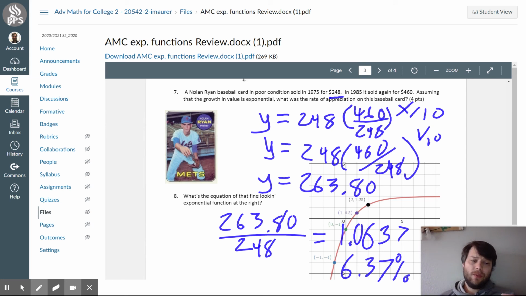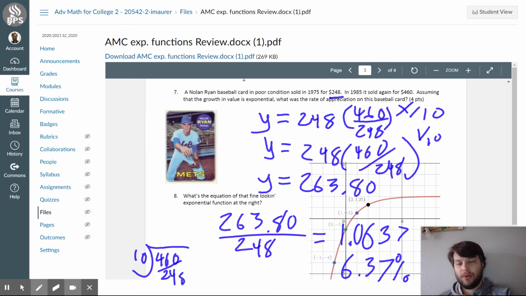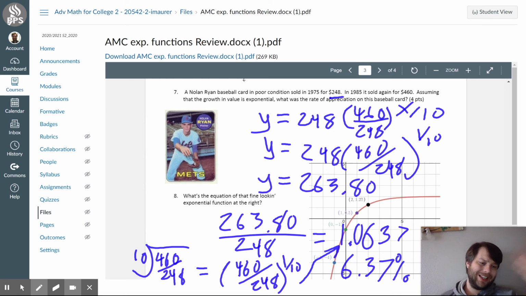And I want to point out that what you actually can do is just take that 10-year growth rate and take the 1/10th power, or the 10th root of it. And so if you had done this, you could either have written it like the 10th root of 460 divided by 248, or you can do 460 divided by 248 to the 1/10th power, and that's going to get you right there anyway. And then you just take the 1 away and make it into a percent for your rate of appreciation.